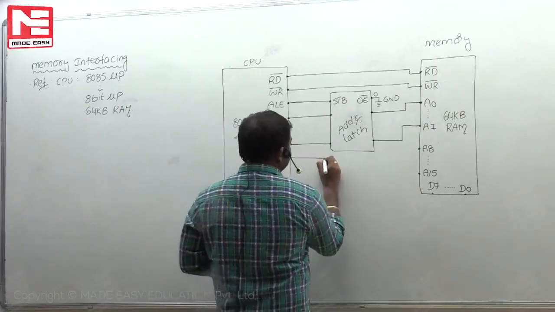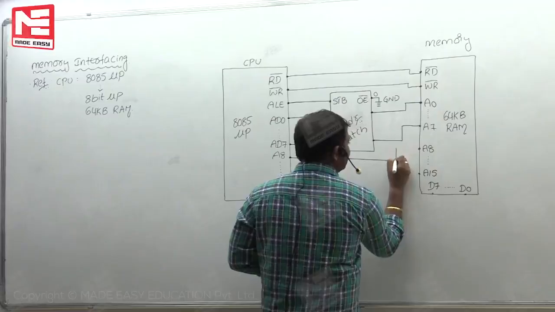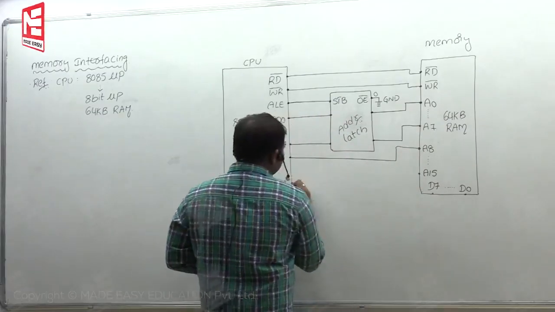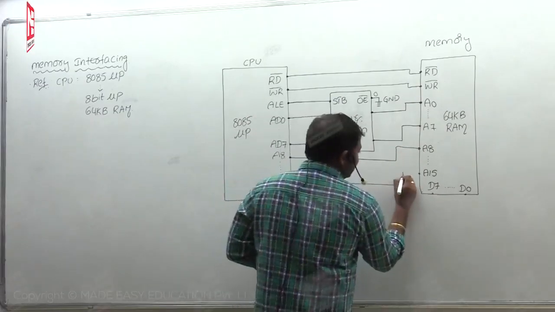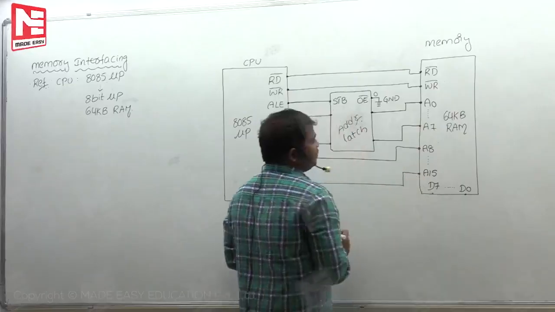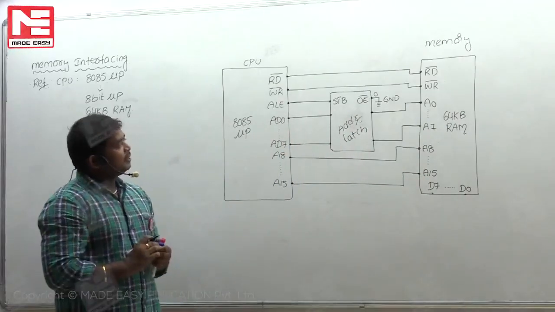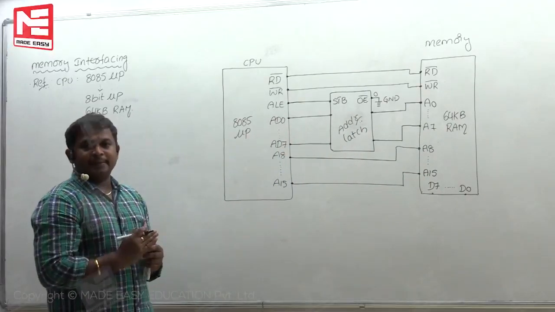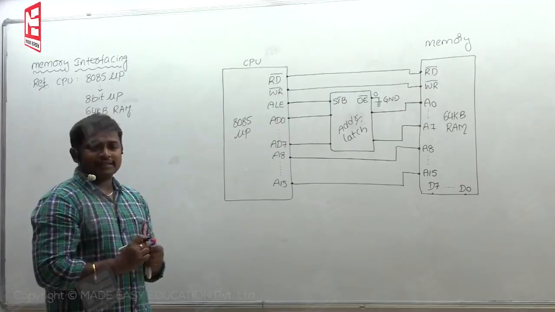A8 pin is directly connected to A8 pin. A9 pin is connected to A9 pin, and likewise the A15 pin is connected to the A15 pin. So all the pins are connected. Address mapped, control mapped. What is left?